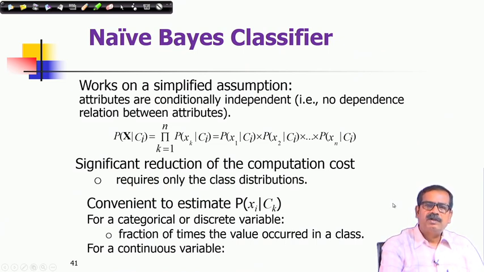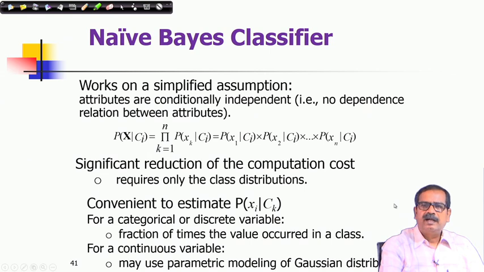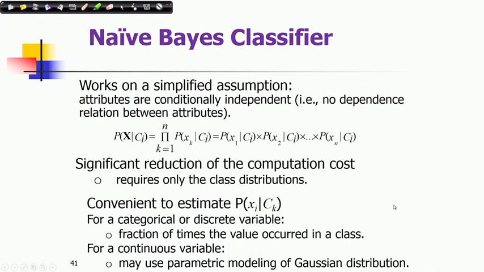Or if it is a continuous variable, then you can model it by any continuous probability density function. Any kind of parametric modeling of density functions you can do. For example, Gaussian distributions you can do, and by estimating the parameters of Gaussian distributions, you can compute this probability. You know that in Gaussian distributions there are only two parameters for a one dimensional feature space. You have only its mean and standard deviation there.